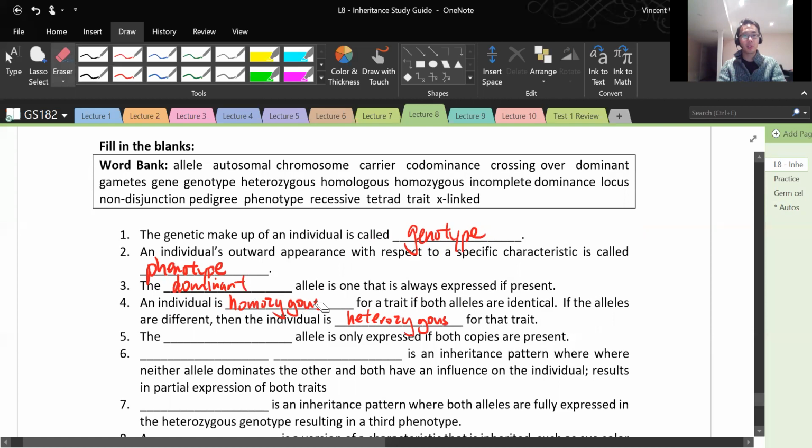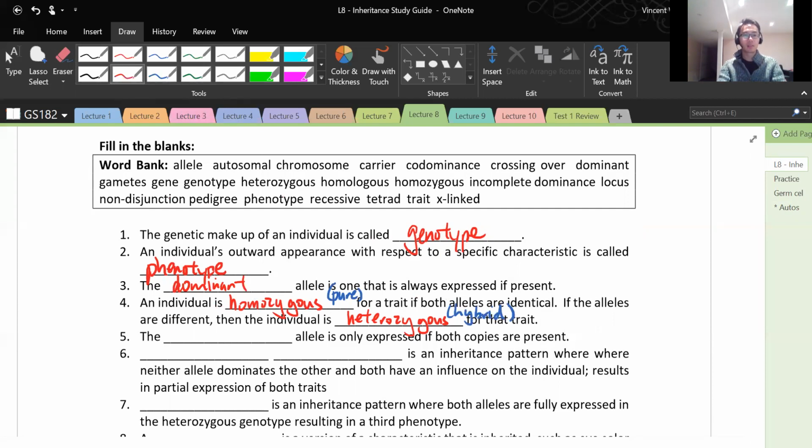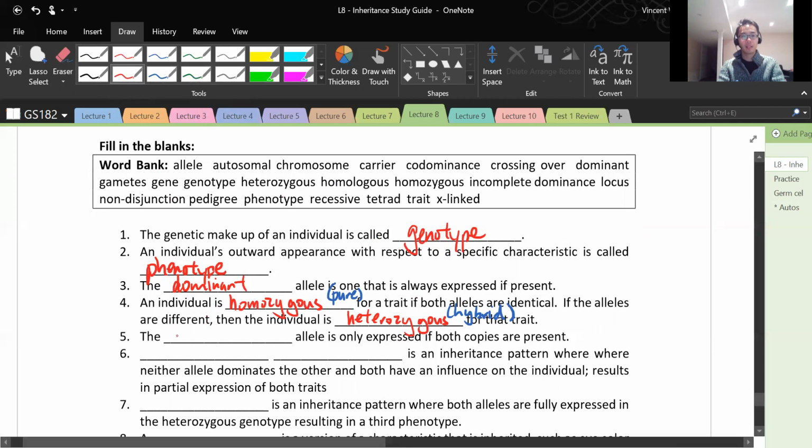Sometimes it's called like pure or hybrid. The recessive allele is only expressed if both copies are present.